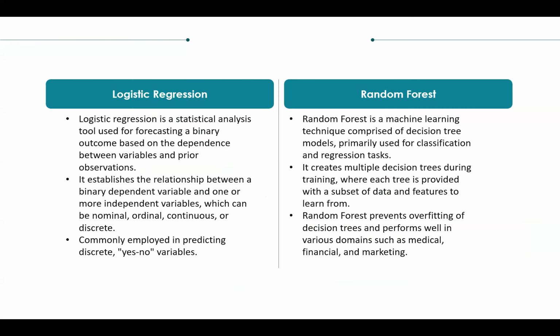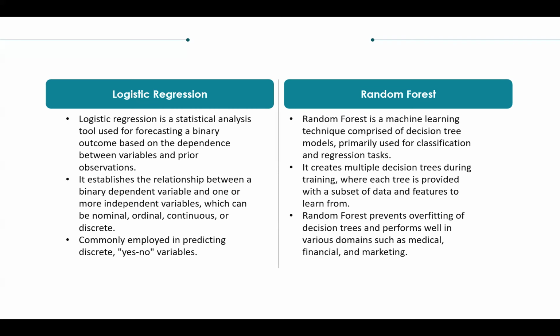And logistic regression is a statistical analysis tool used for forecasting a binary outcome based on the dependence between variables and prior observations. It establishes the relationship between a binary dependent variable and one or more independent variables, which can be nominal, ordinal, continuous, or discrete, commonly employed in predicting discrete yes or no variables.